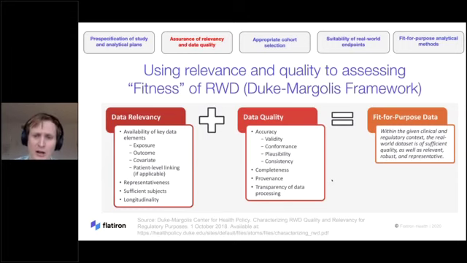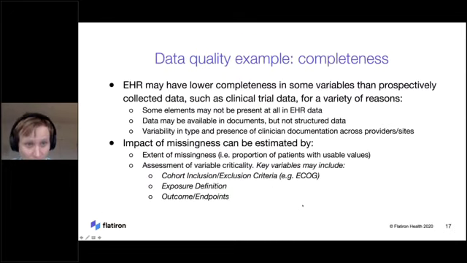So within this, you can get at fit for purpose data, but there really is no one-size-fits-all solution for these types of questions. It really just starts with a well-defined research question, and then you can evaluate the critical data components as you move along in the context of that research question. Next, I wanted to focus on a brief example of data quality, which is part of that framework.